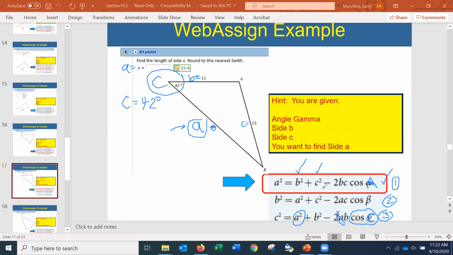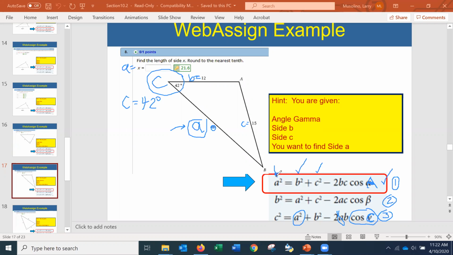Because remember, side A is the unknown quantity, right? So if I could use Formula 1, it would solve for side A. So I want to use Formula 1. The only missing ingredient is angle A. So how can I find angle A in this triangle? Is there a method that I could use to somehow figure out angle A?